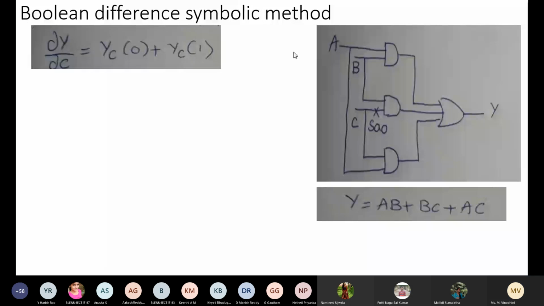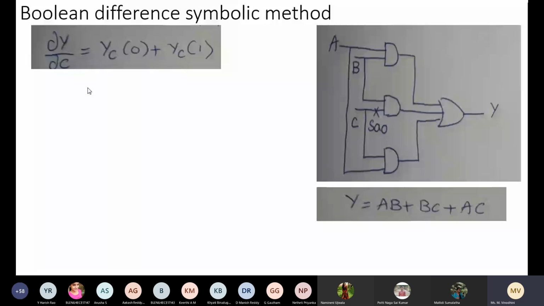Correct? Y_C of 0 XORed, sorry, by mistake I made it plus in a hurry. It should be XOR. Students, sorry, this should be XOR: Y_C of 0 XORed with Y_C of 1. Next class, I want you to complete this problem. So you will get an expression.